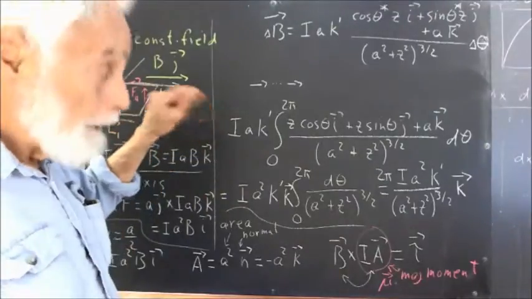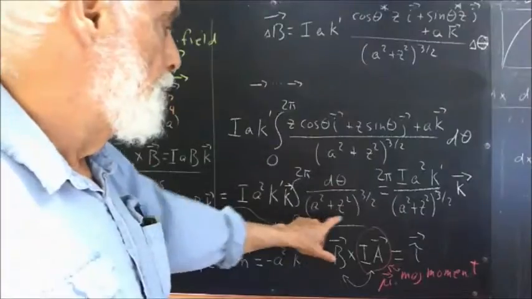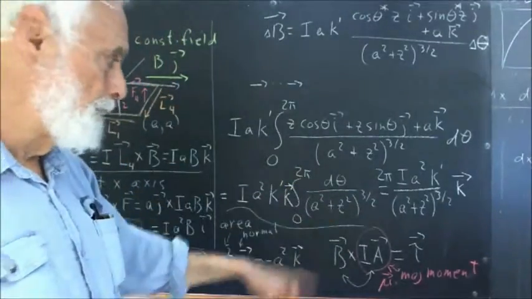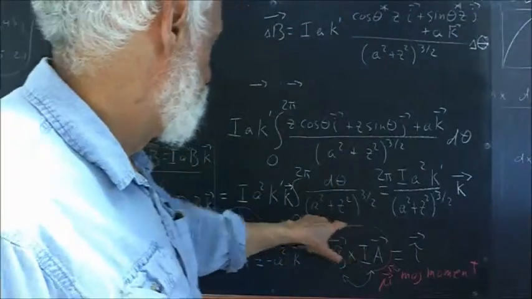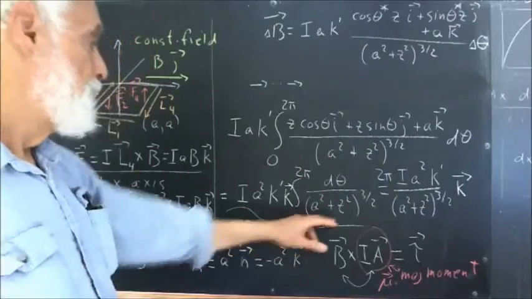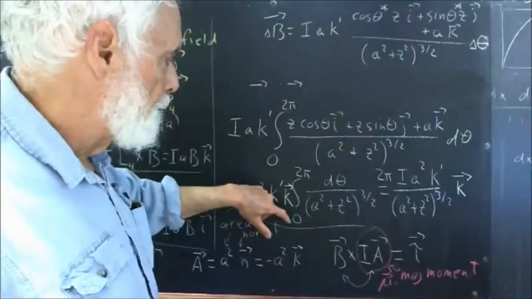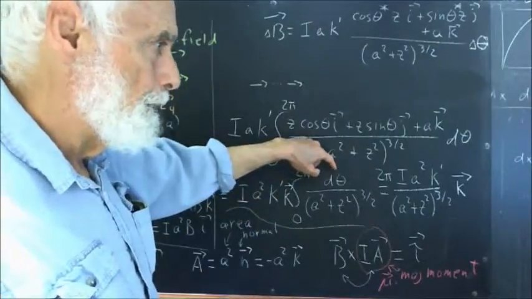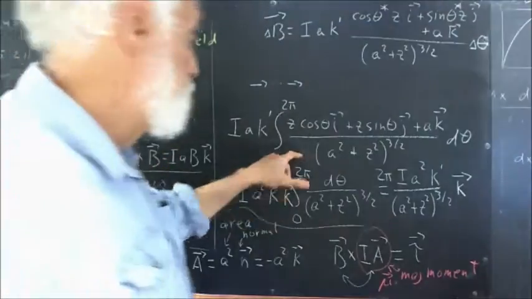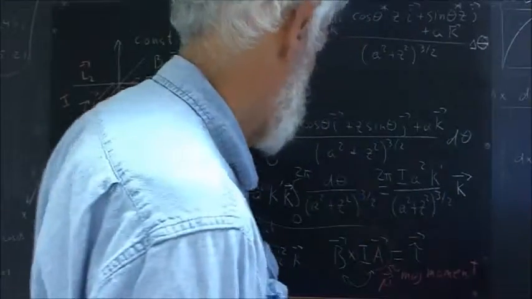In any case, we get this, and we have a d theta over a squared plus z squared to the 3/2. I don't know what I was thinking when I wrote out this step, because that a squared plus z squared to the 3/2 is also constant. I could have factored it out immediately. That would leave us with just the integral from 0 to 2 pi of d theta, which is just equal to 2 pi. So what do we get? We get 2 pi times this over this, times the k vector.